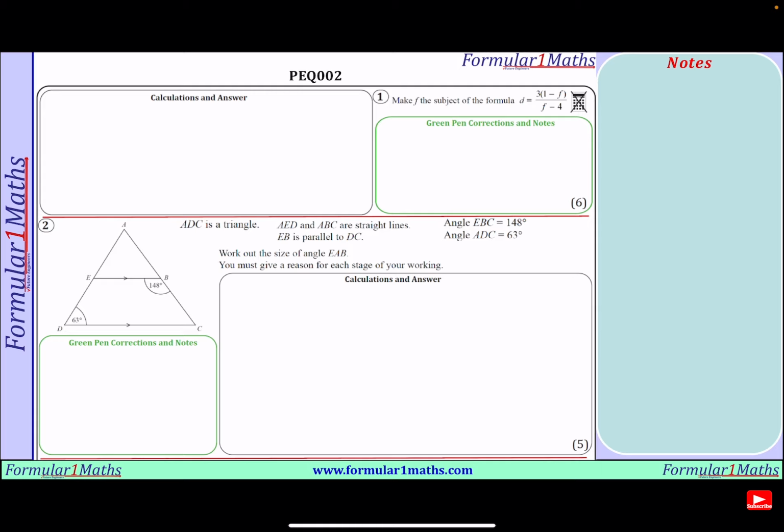Welcome to Formula 1 Maths and to past exam questions 002. We've got 3 questions to solve, so let's get started.